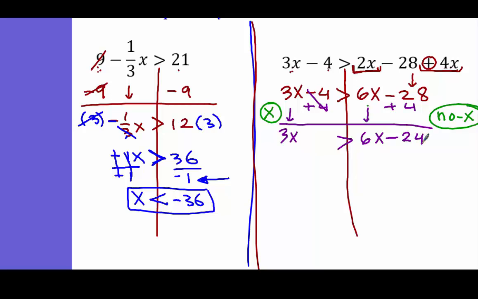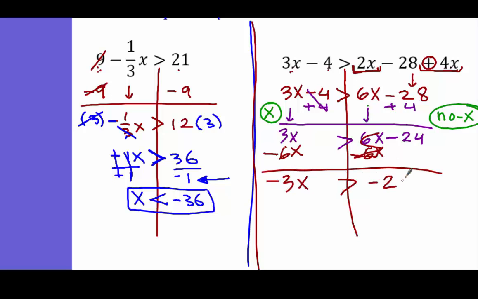So x on the left, no x on the right. X on the left, that's good. This 6x needs to go to the left. That's positive 6, so we need a negative 6, the opposite. Negative 3x, negative 24. Now we have x on the left, no x on the right, we're all good. Now we divide by the number in front of x, which is negative 3. Since this one is negative, you flip that around. So the inequality flips around, and that's 8.